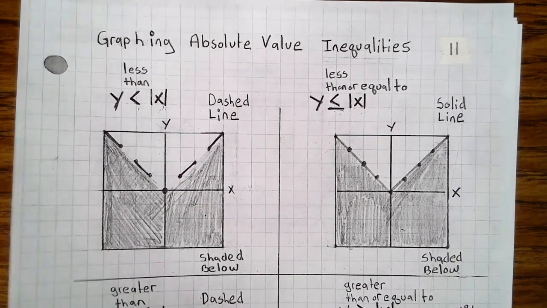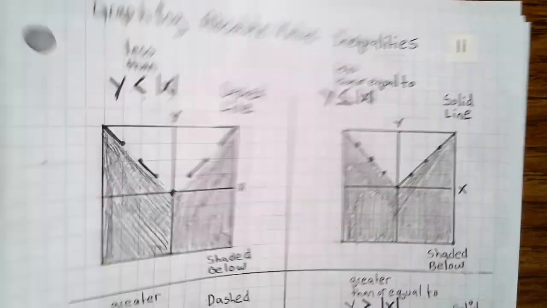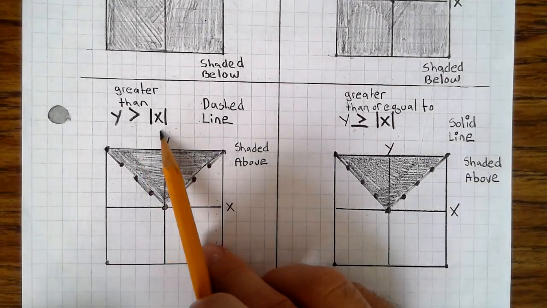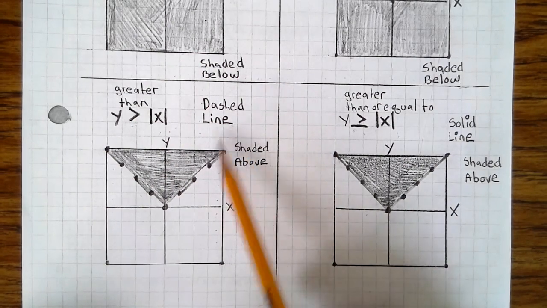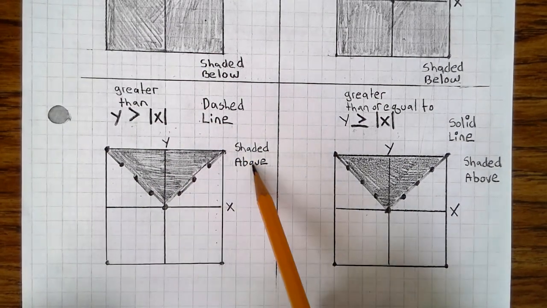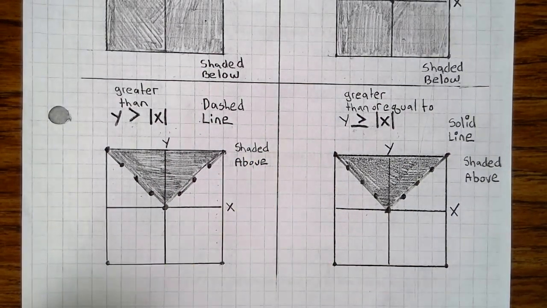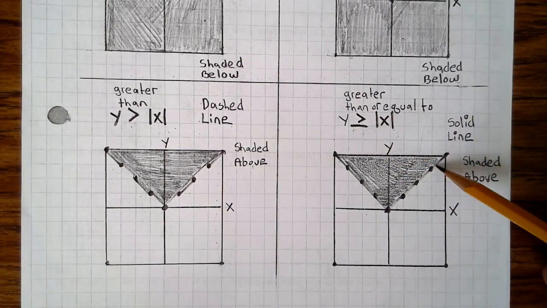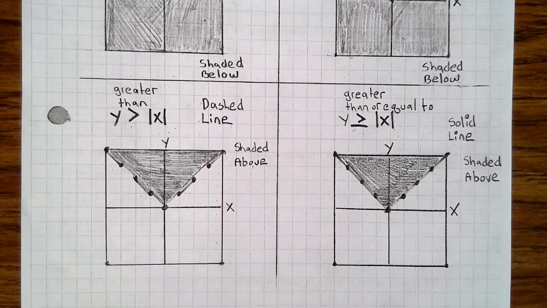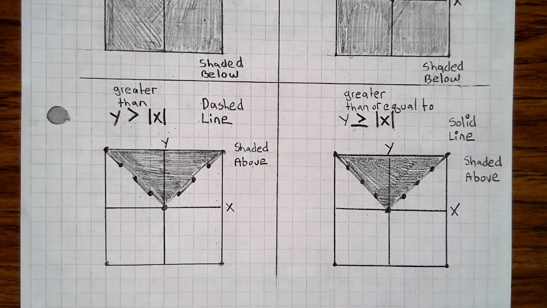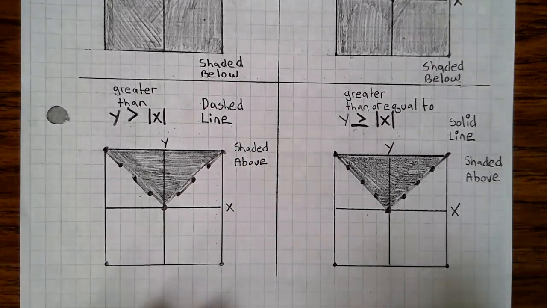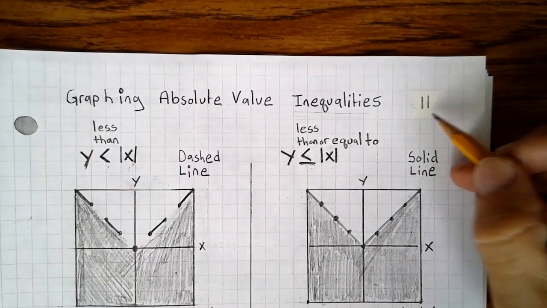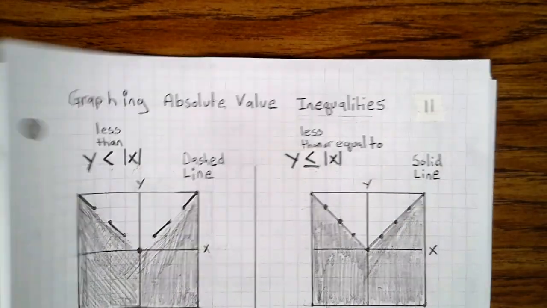All right, now let's look at the next part. When it's y greater than the absolute value of x, it's a dashed line and you shade above. When it's y greater than or equal to absolute value of x, it's a solid line and then you shade above. All right, so if you would, finish up your notes. Now remember, this journal page 11 is going to go in your journal binder.